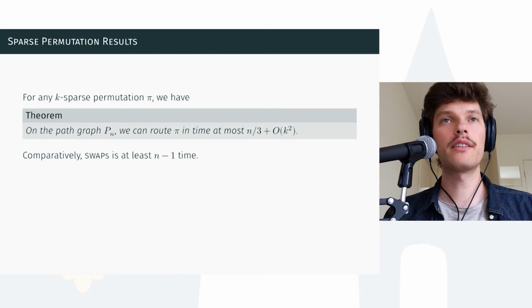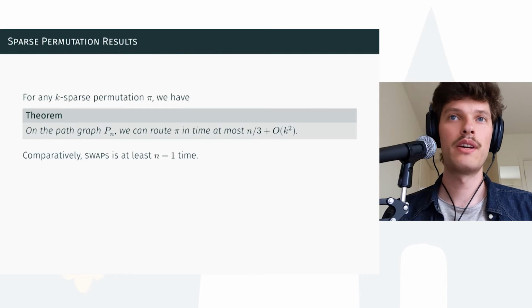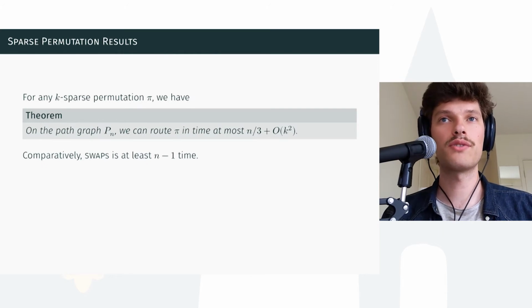And in particular, we have the following statement. We have that on a path graph of length n, we can route any permutation pi in a time at most n over 3 plus k squared. So to compare that to swaps, we see that swaps take at least n minus 1 time. So we have obtained an advantage for small k.